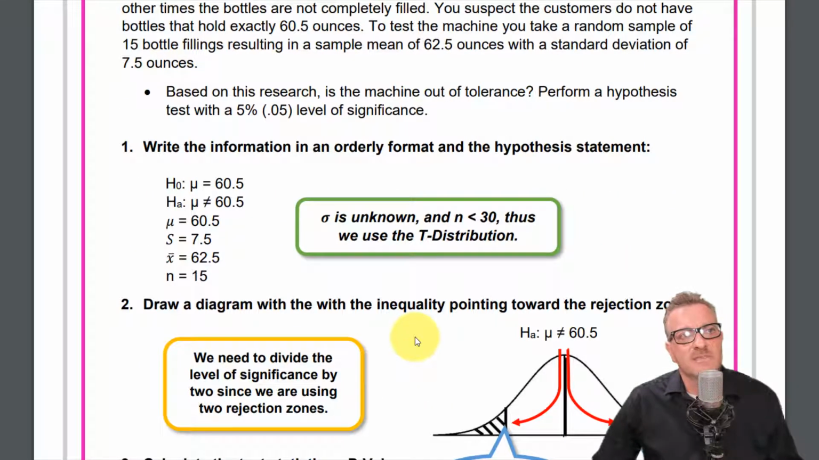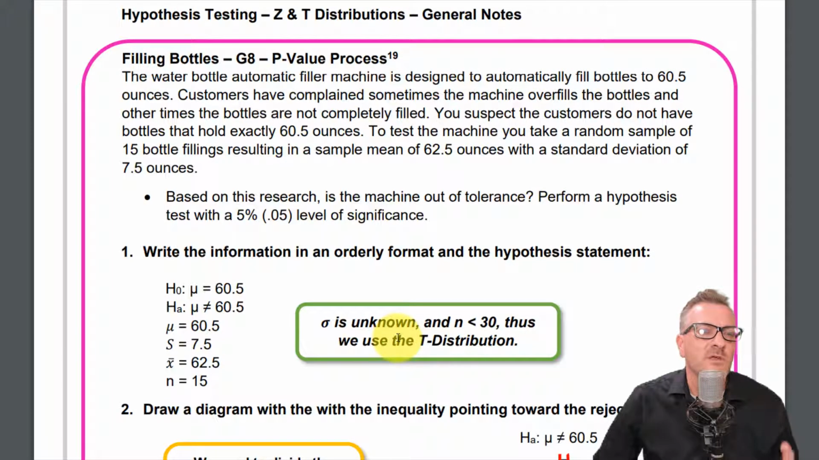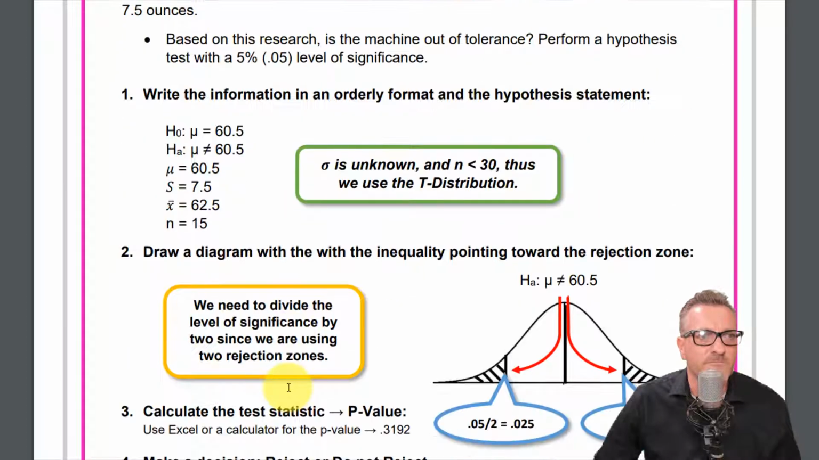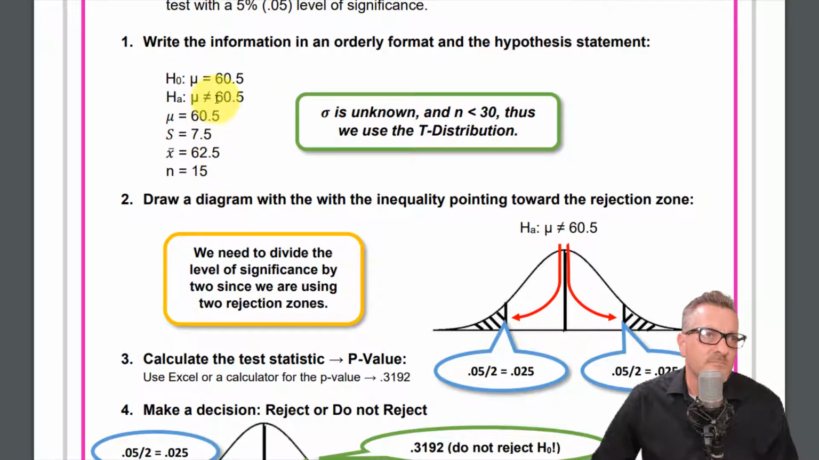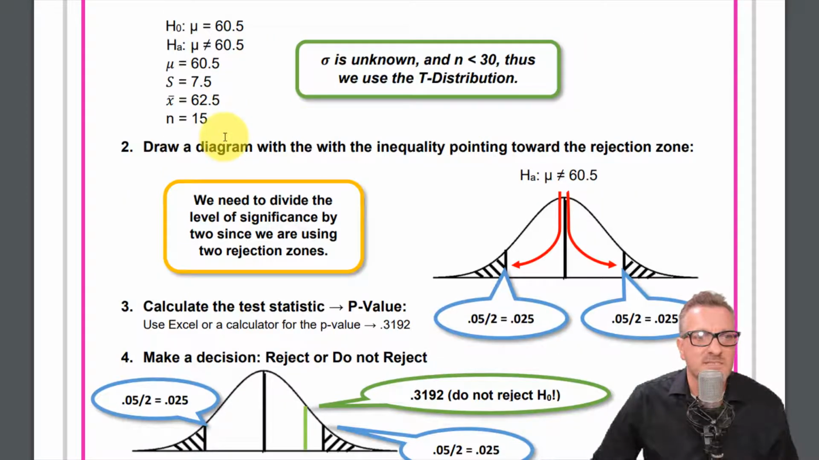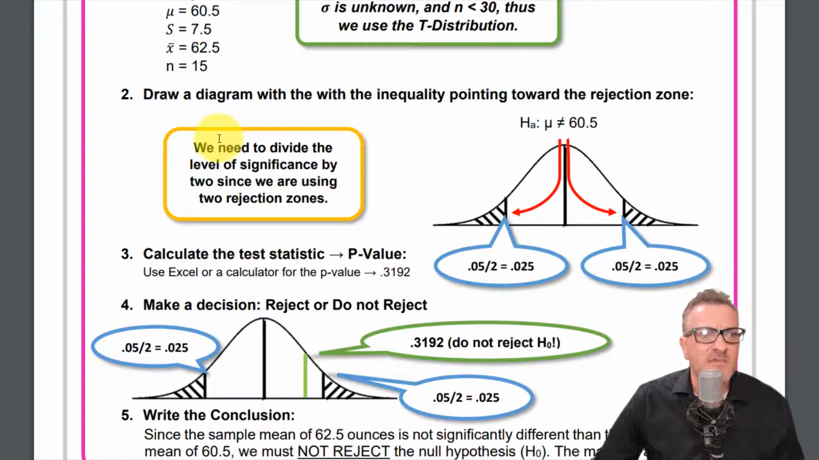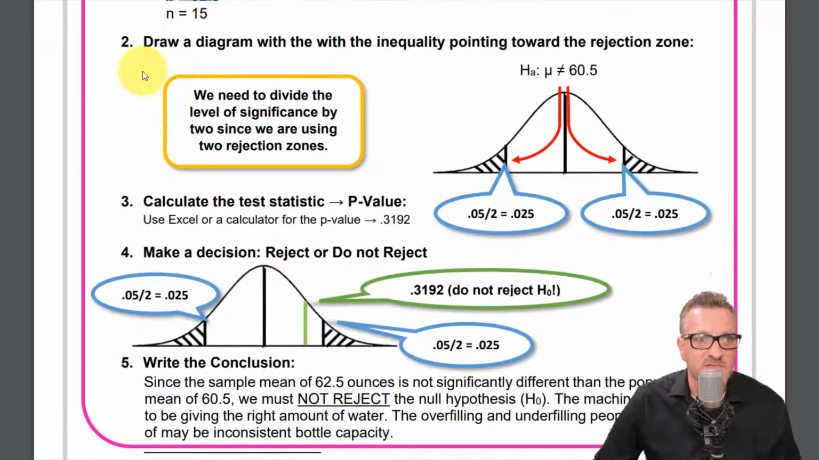Okay, this is a two-tail. So this is the water filling one, but we're using the p-score method of solving it. So let's see. We thought it was going to be 60.5. That's the standard. That's the way it should be. That's the stated amount. And then in this case, let's see, it is a t-score. So once again, we would have to use the calculator for this.